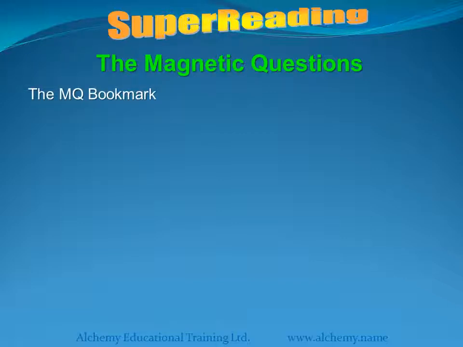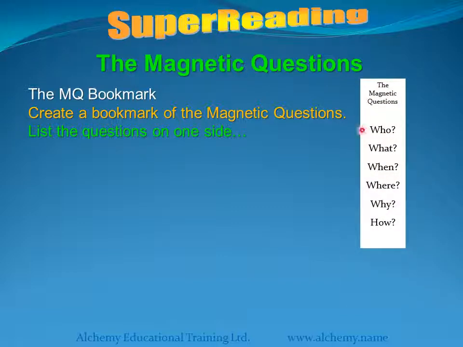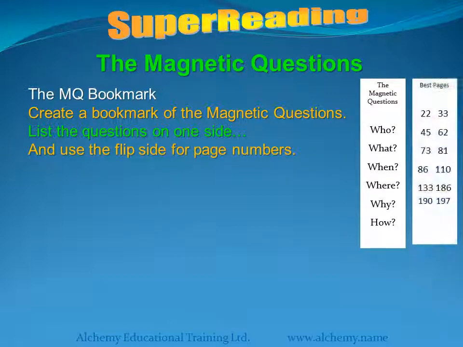The MQ bookmark. Create a bookmark of the magnetic questions. List the questions on one side: who, what, when, where, why, and how. And use the flip side for page numbers.